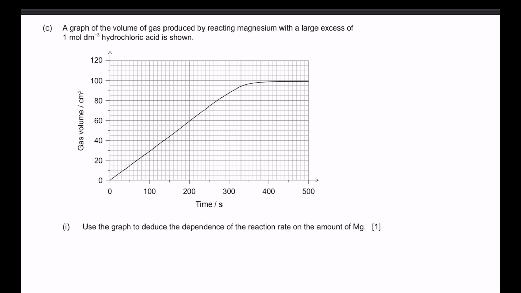Now a graph of volume of gas produced by reacting magnesium with large excess of 1 mole per dm cube HCl is shown. Use the graph to deduce the dependence of reaction on the amount of Mg. So this graph basically gives us the gas volume with respect to time. Here we don't see anything regarding how the amount of Mg is changing with respect to the amount of products formed. So we can say that this reaction doesn't really depend on Mg, hence it's a zero order reaction with respect to magnesium.